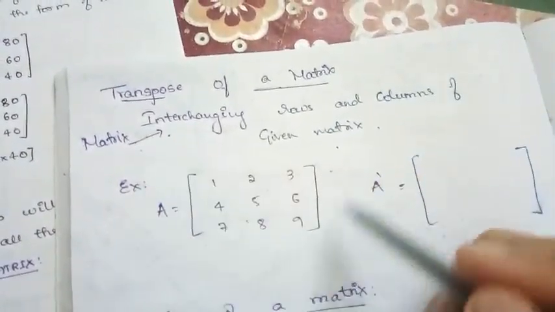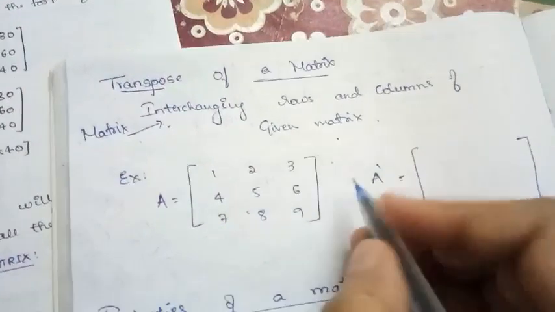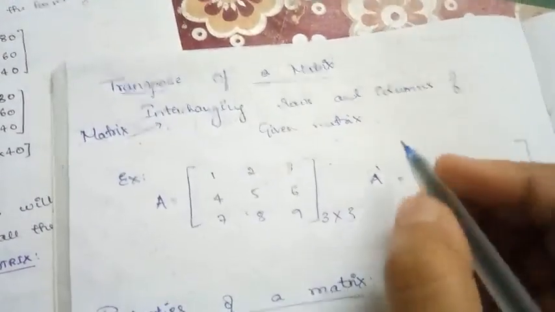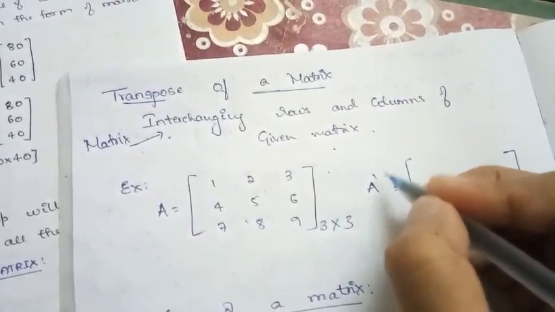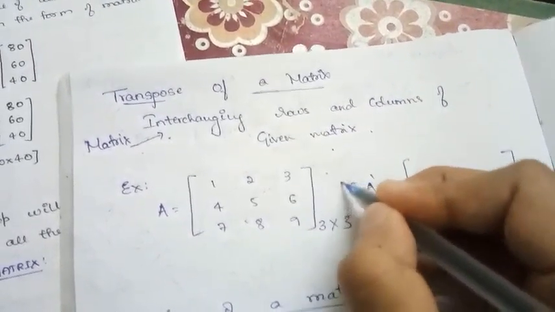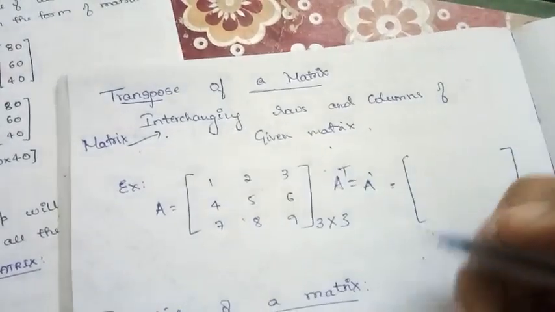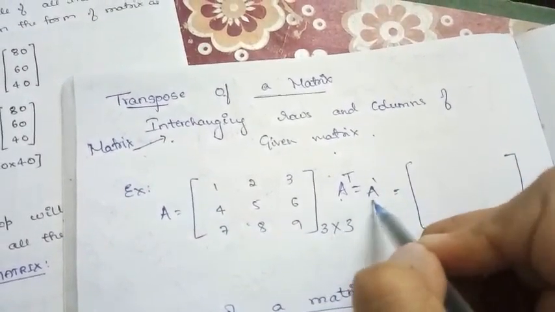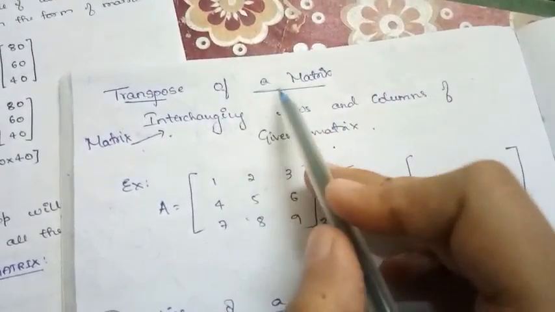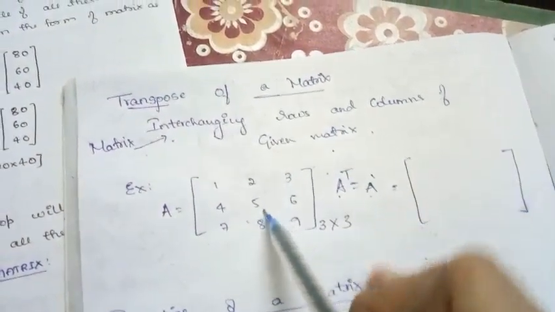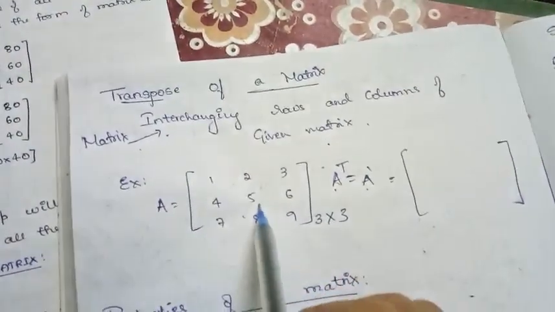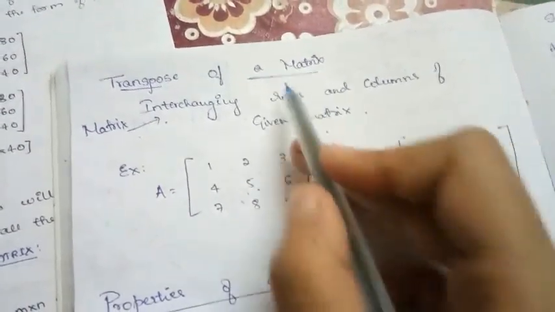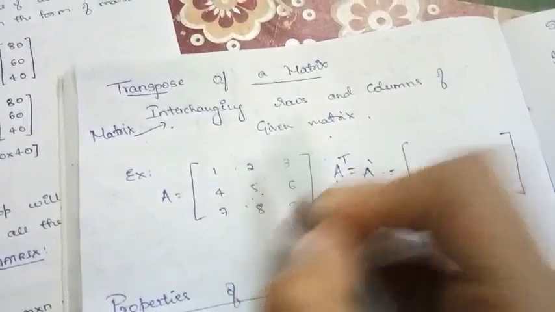For example, I have taken a matrix here which is of order 3 cross 3. Now A transpose is denoted by either A prime or A transpose, A to the power T. Either we represent A transpose in this manner or this manner. So the transpose of a matrix is obtained for a given matrix by interchanging the rows and columns.